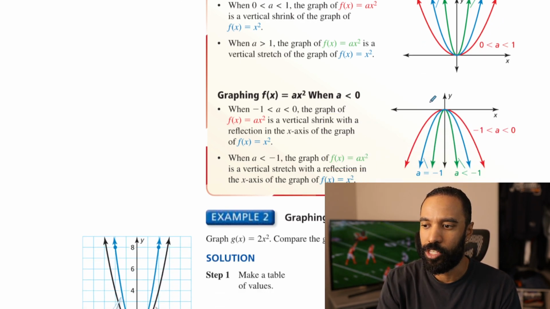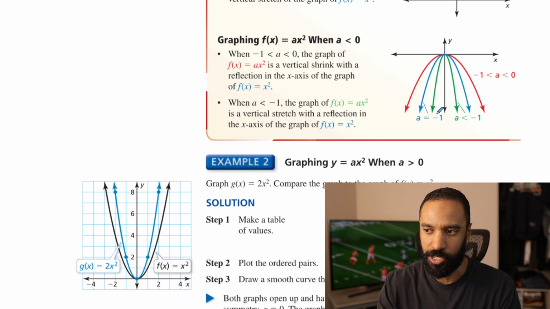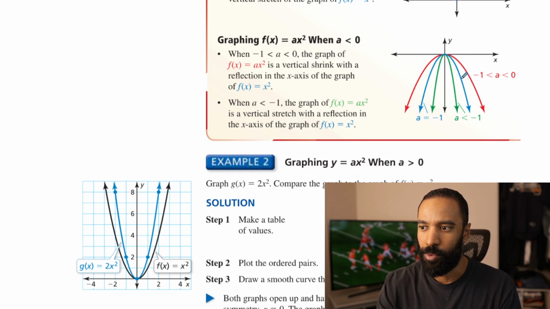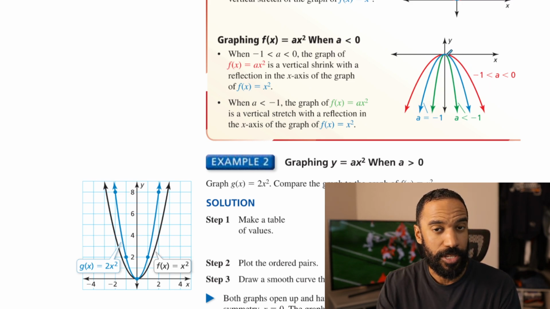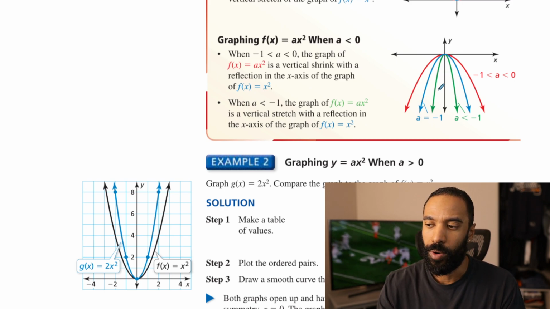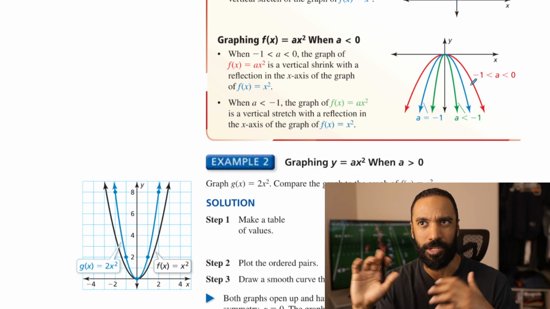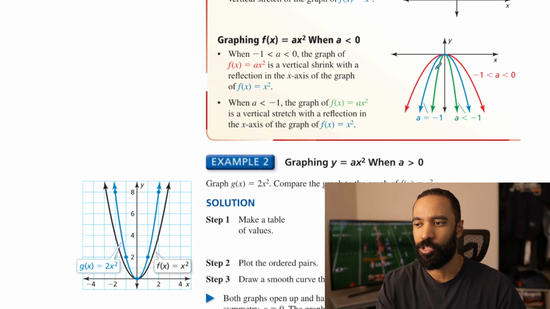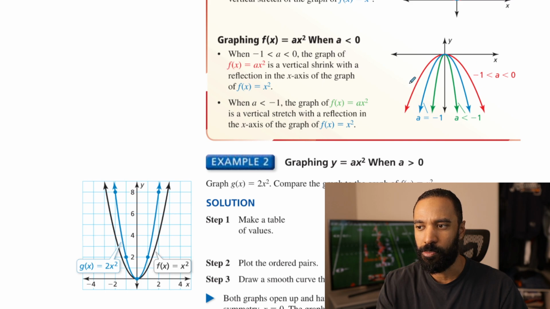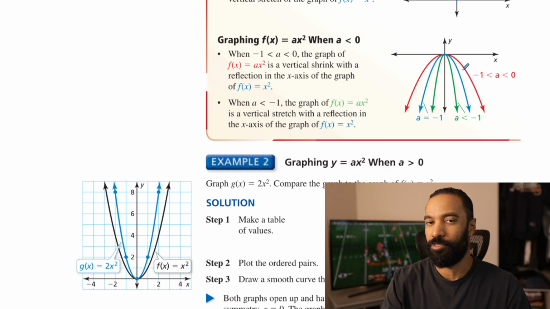When a is less than 0, this graph reflects over the x-axis, such as this. So when a equals -1, it's just flipped over. You can see the vertex is still at the origin. When a is less than -1, I kind of say greater than, in that way, it's a bigger number, a larger negative. It still stretches, but it's reflected. And when a is between 0 and -1, it's a vertical compression, but still reflected over the x-axis.